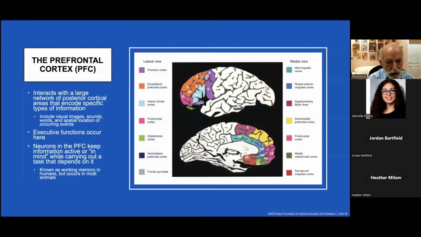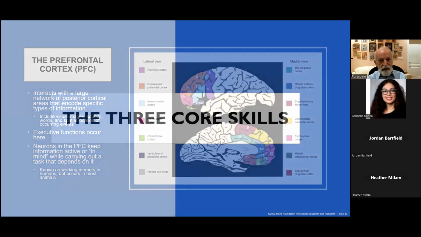The prefrontal cortex, which is where this occurs, is spelled out in a little greater detail in this slide on the right. In interaction with a large network of posterior cortical areas, it encodes specific types of information. And executive functions occur here. And neurons in the prefrontal cortex keep information active or in mind while carrying out a task that depends on it. Next slide.